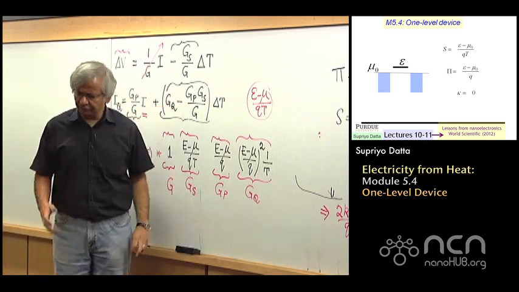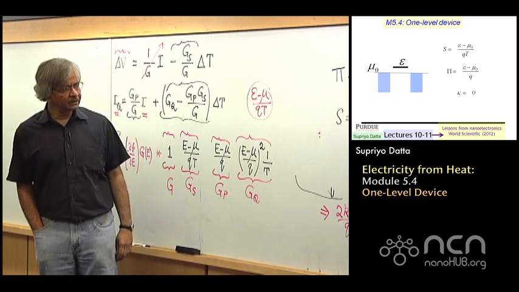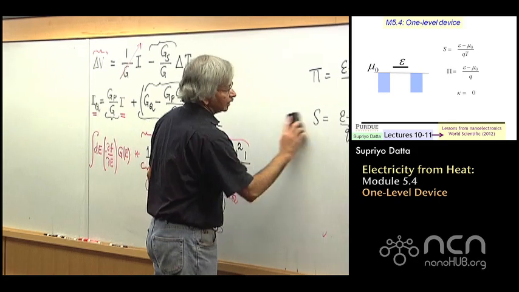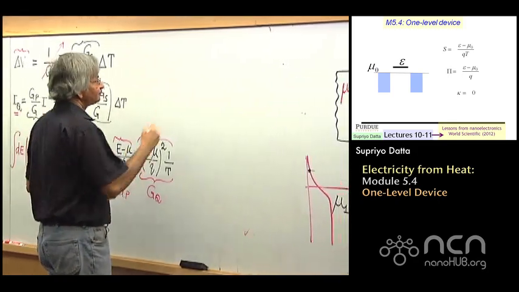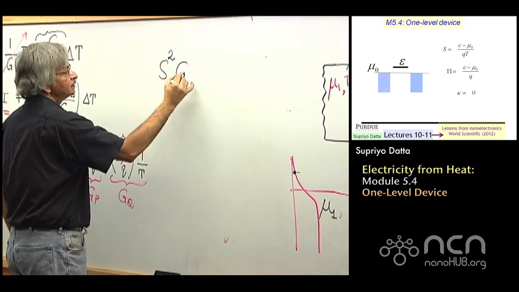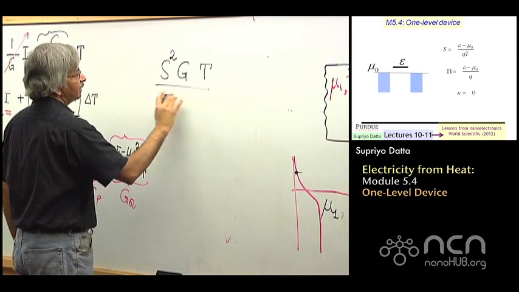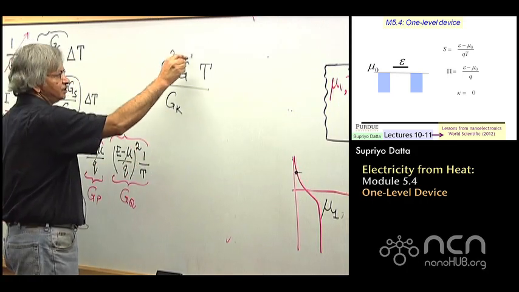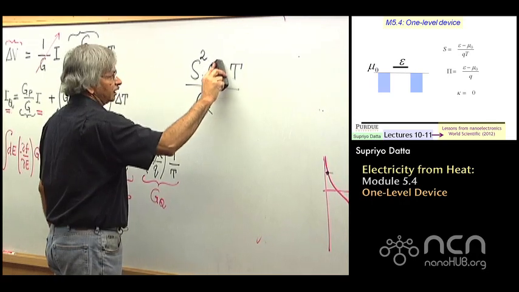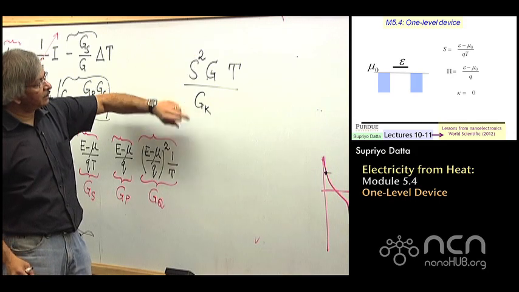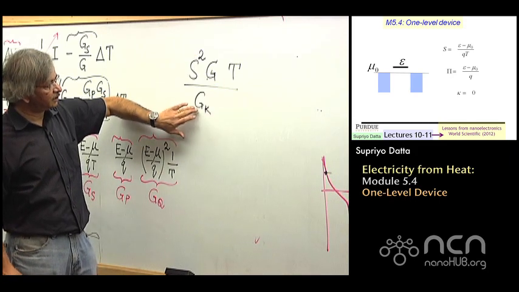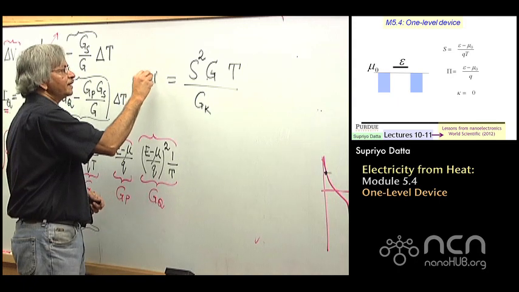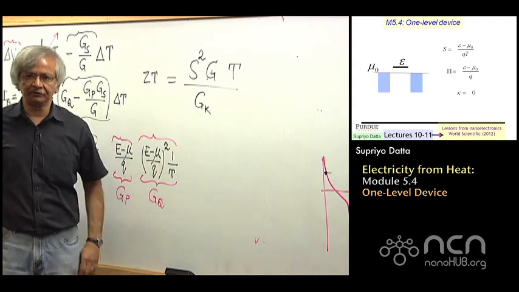And this is kind of important because when you think about how we make a good thermoelectric, usually when you look at a thermoelectric material, the usual figure of merit is something like S squared GT divided by this heat conductivity. I'll write it as GK. Or instead of using G's, you could use conductivities rather than conductances. But it's the Seebeck coefficient squared times the normal conductance times temperature, divided by the heat conductance. And this is a dimensionless number. This is called the ZT product. This is widely used as a measure of how good a thermoelectric material is.